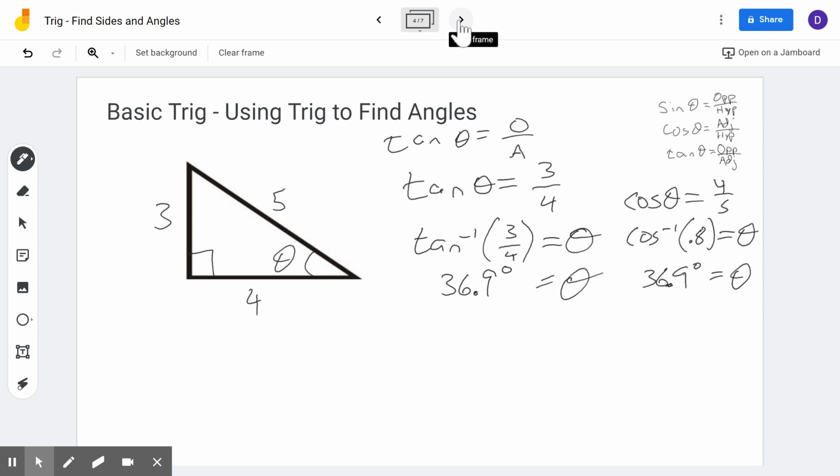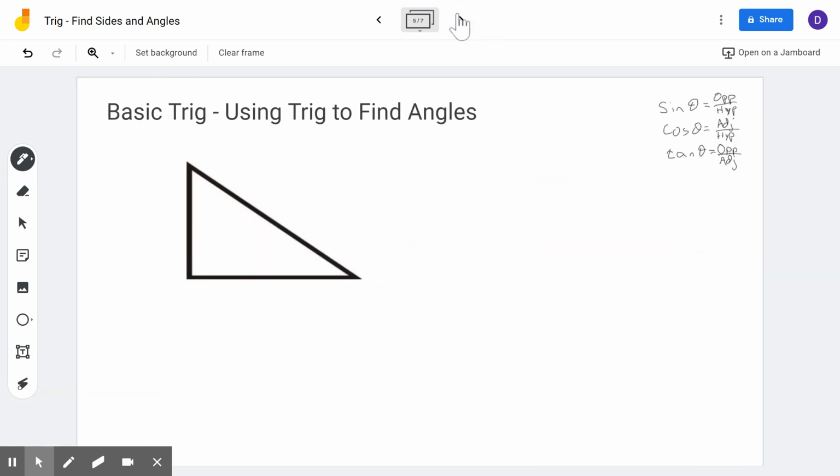Let's do one more to show you that this works. Again, we're going to go for this angle. We're going to call it theta still. But remember, you can call it alpha or you can call it George for all you care. But either way, the same principles apply.